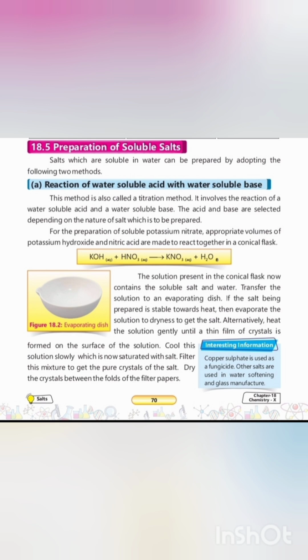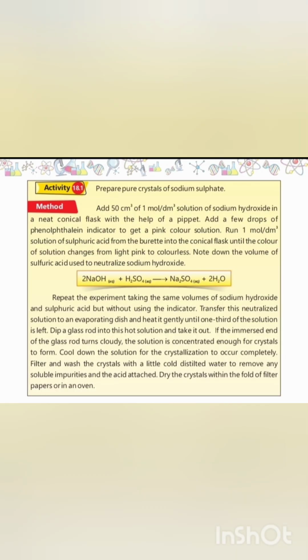Here is some interesting information. Copper sulfate is commonly used in agriculture as a fungicide. Other soluble salts play critical roles in water softening treatments and industrial glass manufacturing. Now let's see the activity.